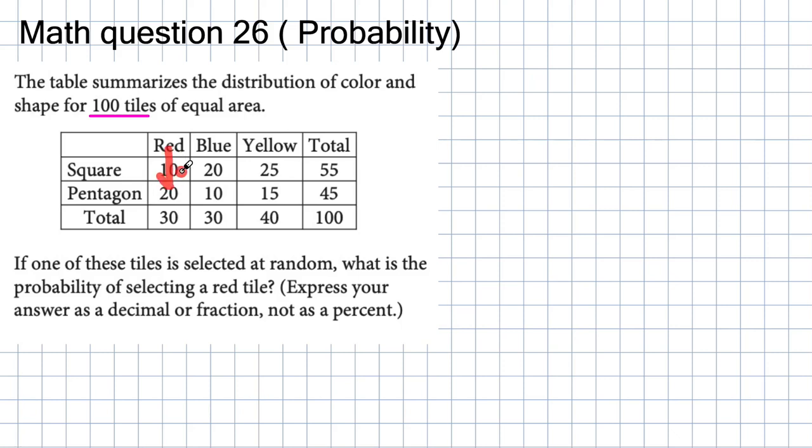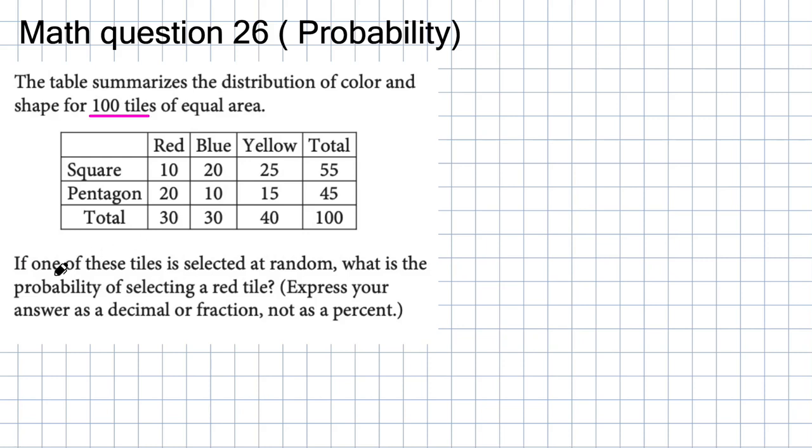Now if you come to this number, it's coming from red tiles and pentagonal shape. So 20 red pentagon tiles, 10 blue pentagon tiles, 15 yellow pentagon tiles. And this total is for this pentagon tile column, 20 plus 10 plus 15 is 45. Okay. Now this is the total of red tiles. 10 plus 20, 30. 25 plus 15, 40. So 40 total yellow tiles. And overall tiles are 100. So now you know what is the meaning of every number written in this two-way table.